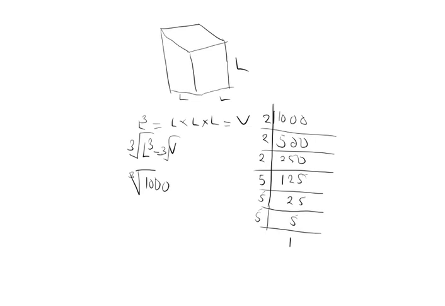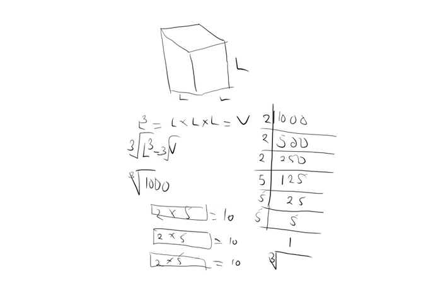So we group these factors into 3 groups. Each group will have 2, 2, 2 multiplied by 5, 5, 5, and the answer is 10, 10, 10. This means that the cube root of 1,000, which is equal to the length of the cube, is equal to 10 centimeters. That is the end of this topic and the end of the lesson.